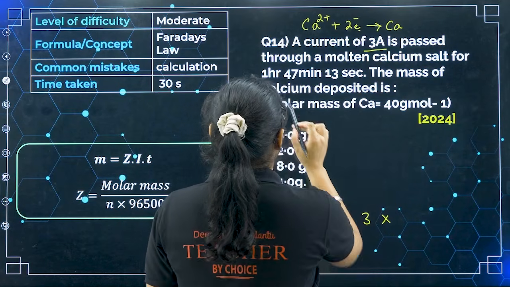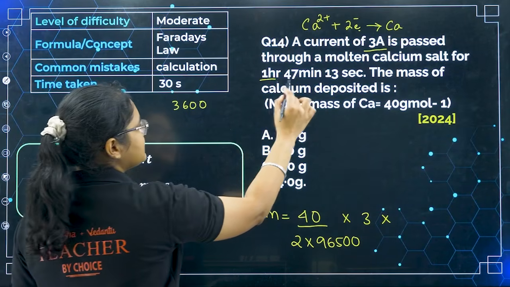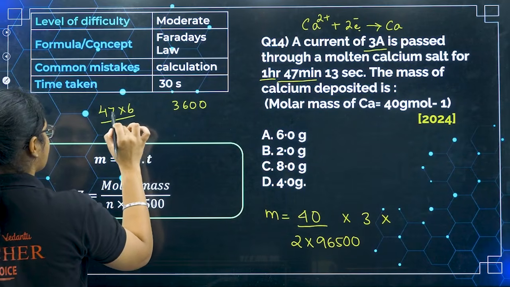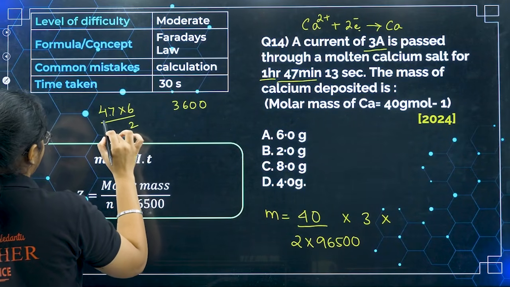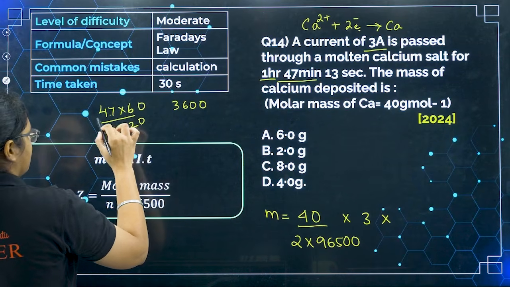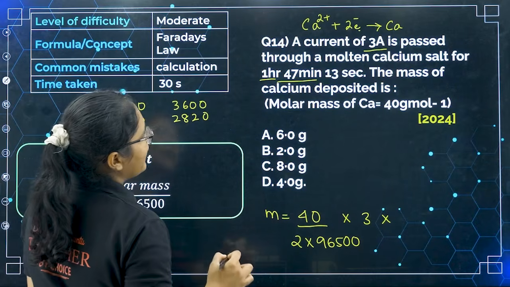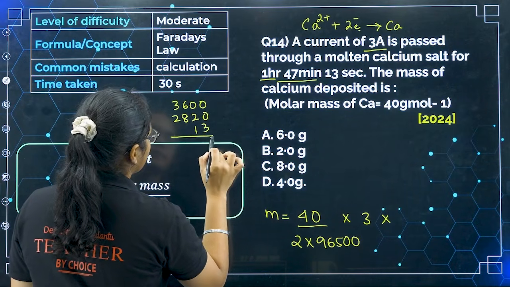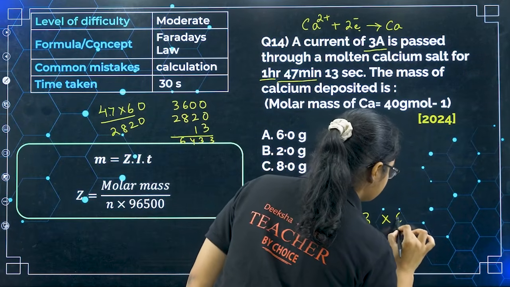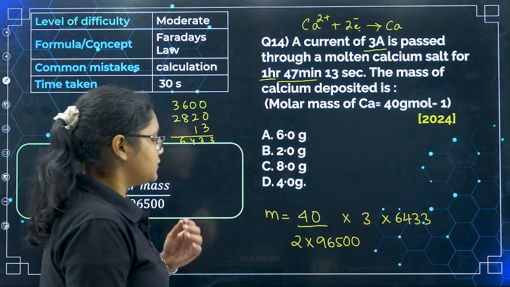Time. So first is 1 hour, which means 3600 seconds. 47 minutes I have, I'll convert it into seconds: 2820. And then I have 13. Okay, so the total time I have is 6433 seconds. Okay, so now let's solve it.